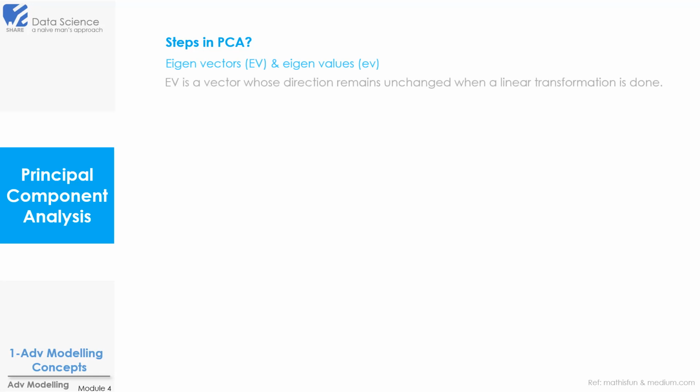An eigenvector is a vector whose direction remains unchanged when a linear transformation is done. So for a square matrix A, an eigenvector and eigenvalue make the equation shown here true. A here is a square matrix. Now what is a square matrix? A matrix with an equal number of rows and columns is a square matrix.